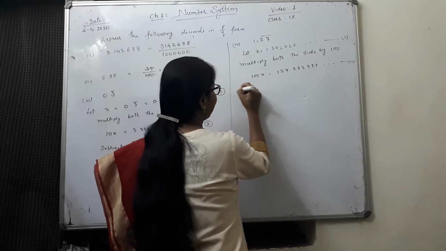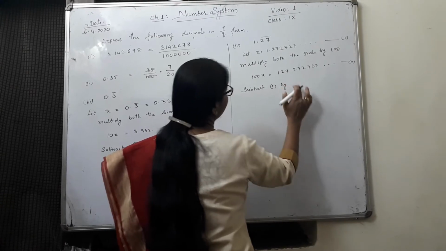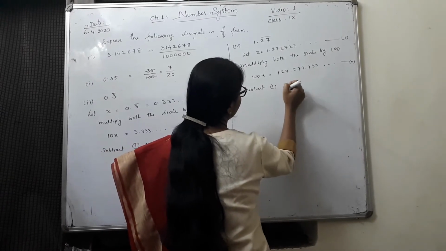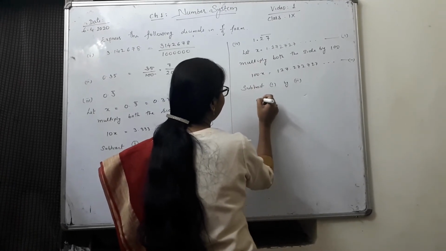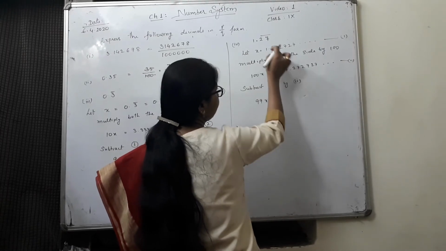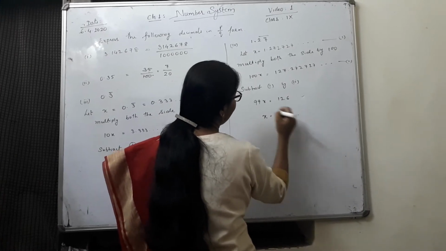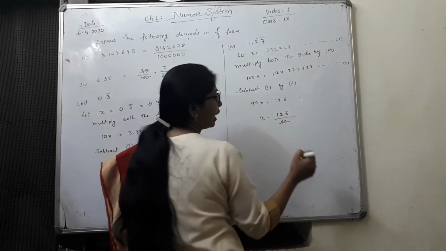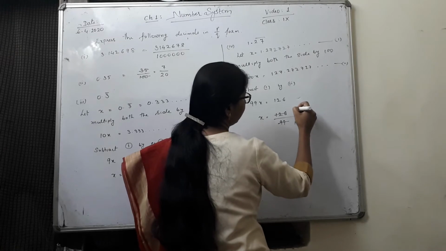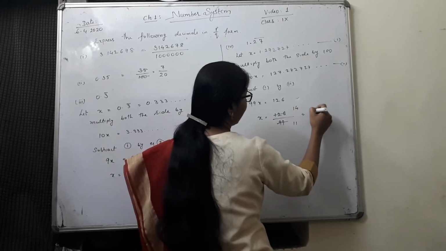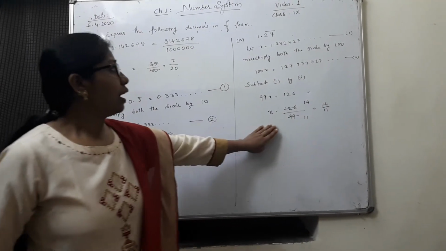So when you subtract, after the decimal point everything becomes 0. That is why we now subtract equation 1 from equation 2. So 100x minus x gives you 99x equals 127 minus 1 gives you 126. x equals 126 by 99, divided by 9. This gives you 14 by 11. Let us check one more example.